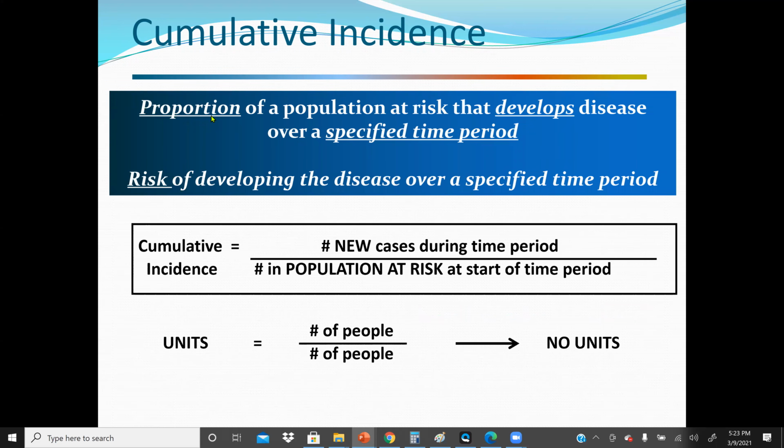So it is the proportion of a population at risk that develops disease over a specified time period, that is, the risk of developing the disease over a specified time period. Cumulative incidence is the number of new cases during the time period over the number of population at risk at the start of the time period. And since it's people over people, there are no units for it.